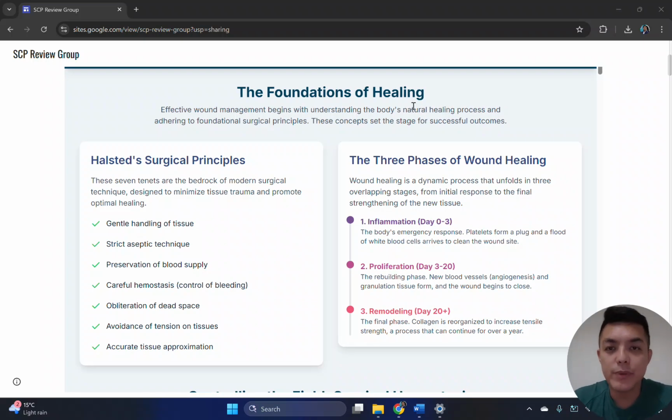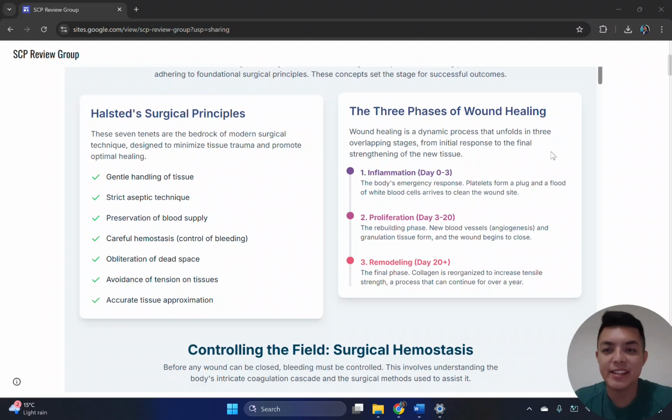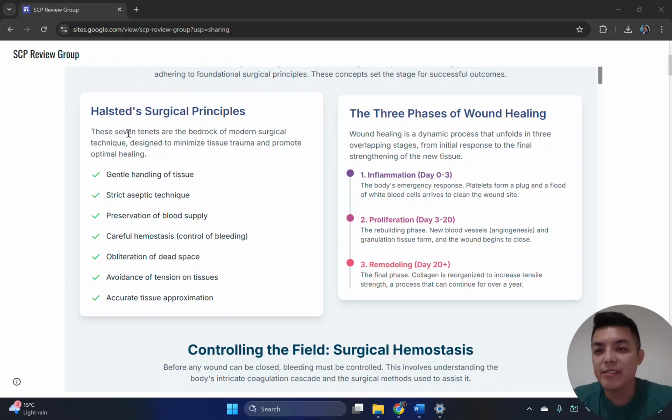So let's go first with the foundations of healing. So effective wound management begins with understanding the body's natural healing process and adhering to foundational surgical principles. These concepts set the stage for successful outcomes. So this will be just a read through and quizzes in the end. So these seven tenets are the bedrock of modern surgical technique designed to minimize tissue trauma and promote optimal healing. First one is gentle handling of tissue.